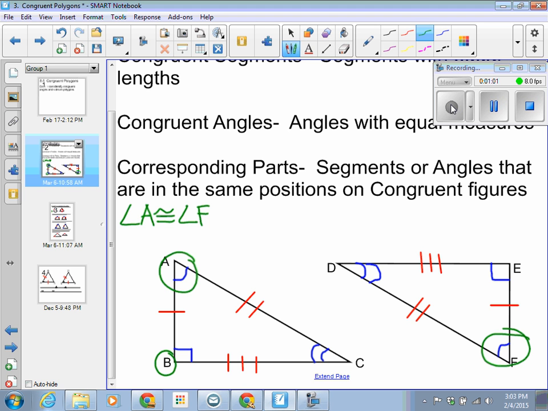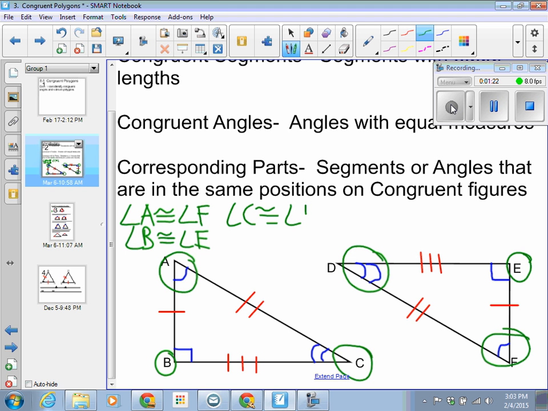Angle B and angle E are both right angles. So angle B is congruent to angle E. And then angle C and angle D both have those double tick marks. So we'll say that angle C is congruent to angle D.